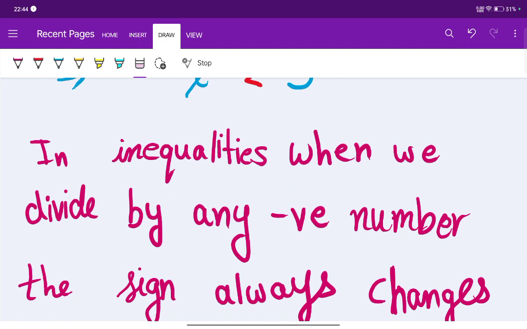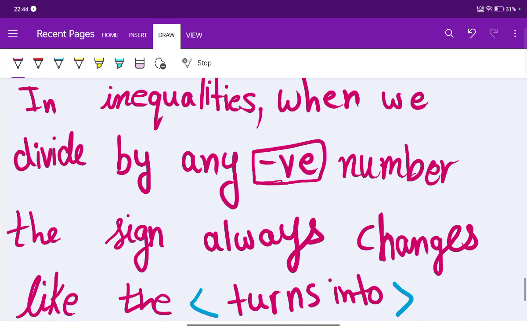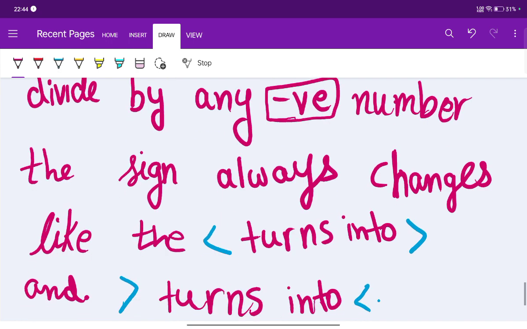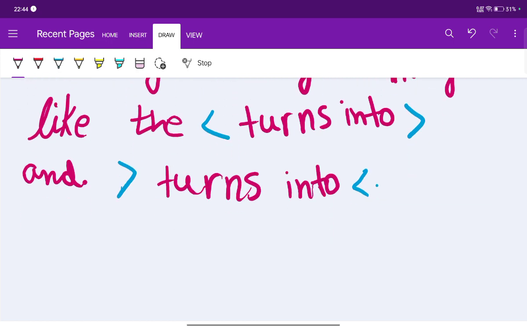Inequalities: when we divide by any negative number, the sign always changes, like the less than symbol turns into the greater than symbol, and the greater than symbol turns into the less than symbol.